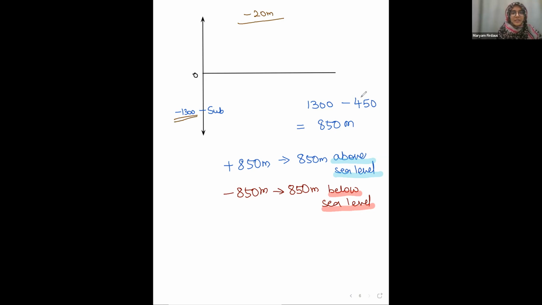So the way you have done it is not wrong. This is the way you've done it: 1300 minus 450 meters, so that's 850 meters below sea level. But the way I would rather do it, and I think this is the more mathematical way of doing it, is that you will say the position of the submarine is what? What is the position of the submarine?